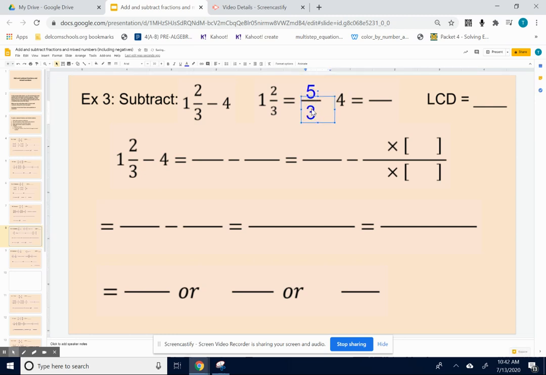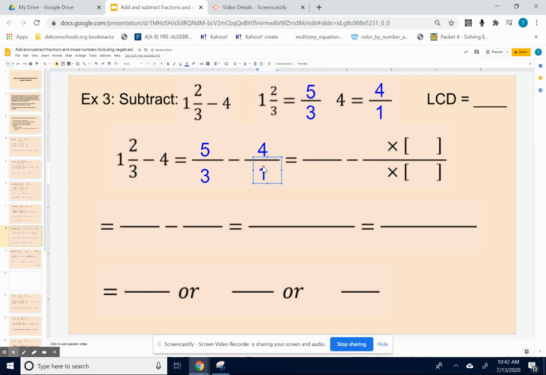Okay, 4 needs to be written as a fraction. Anytime you have a whole number and you want to turn it into a fraction, just divide it by 1. 4 divided by 1 is the same thing as 4. So 4 over 1. Okay, now let's go ahead and rewrite the problem using the 5/3 and the 4 over 1. So 1 and 2/3 minus 4 is equal to 5 over 3 minus 4 over 1.